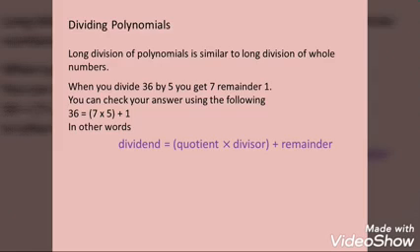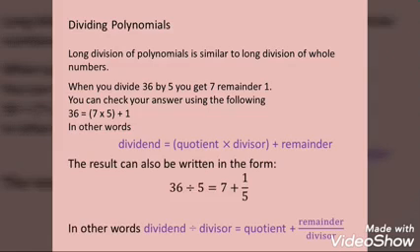In other words, the dividend, 36, is equal to the quotient, 7, times the divisor, 5, plus the remainder, 1. The result can also be written in the form 36 divided by 5 is equal to 7 plus 1/5. In other words, the dividend, 36, divided by the divisor, 5, is equal to the quotient, 7, plus the remainder over the divisor, which in our case is 1 over 5.